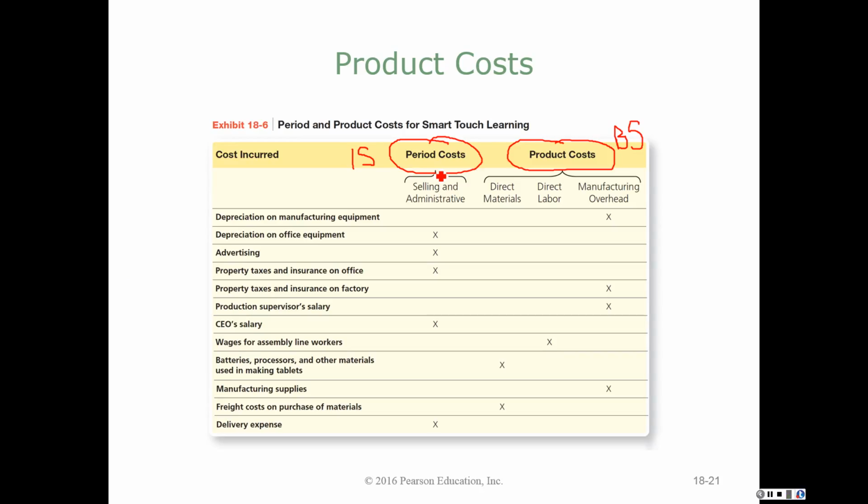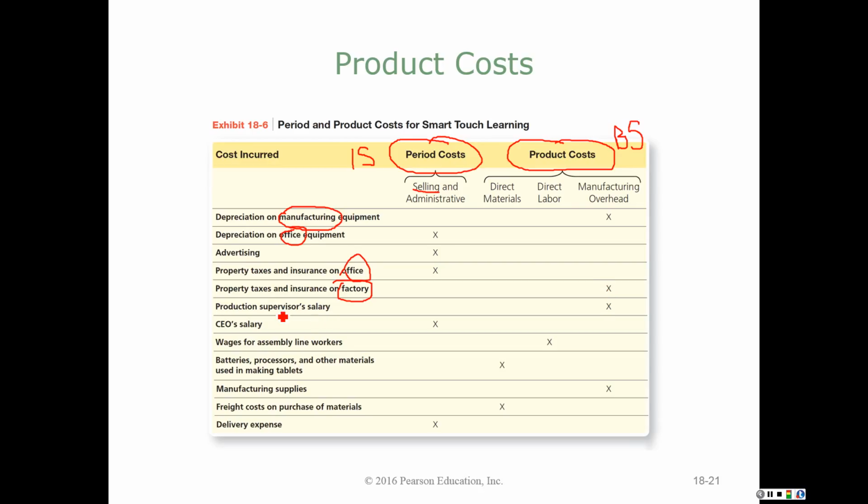Okay, and so we'll look at some. Depreciation of manufacturing equipment. Yes, the key words here are manufacturing equipment. It was used in manufacturing our product. It is a product cost. Now, depreciation on office equipment wasn't used in the manufacturing process. It is part of selling our product. Hence, it is part of selling and administrative expenses, which are period costs. Advertising, once again, is part of selling our product. Property taxes and insurance: if they're related to our office, they're a period expense. If they're related to the manufacturing process, they are a product cost.